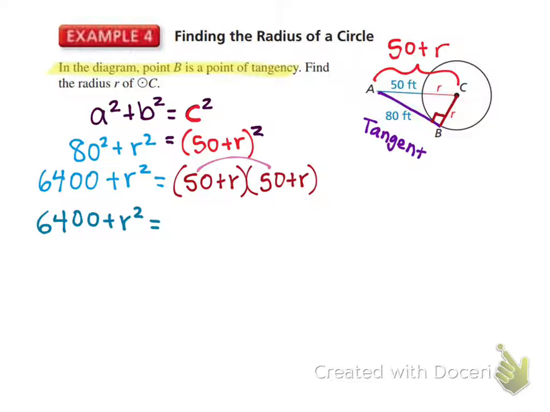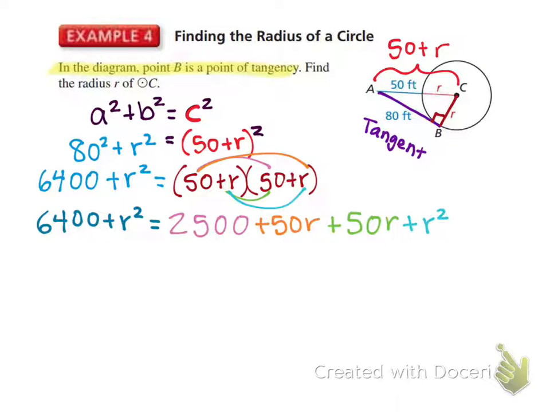50 times 50, 2,500. Outer means 50 times r, which is 50r. So essentially 50 just got multiplied times both of these. Now we're going to do the same thing with this r. We have inner, so r times 50 is 50r again. And then we will have last, which means r times r, which is r squared.